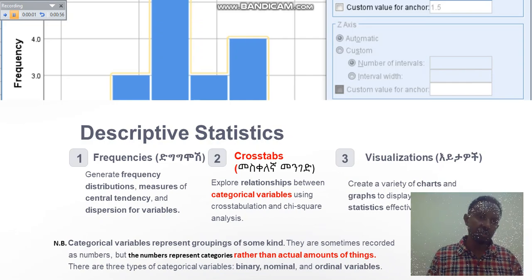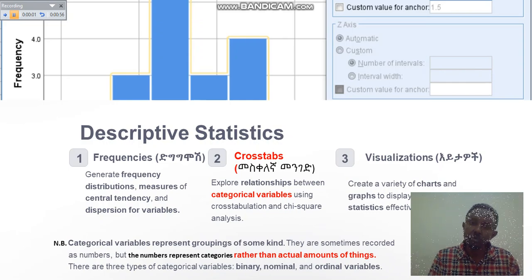In relation to frequency, we can also have the measures of central tendency and dispersion of variables. The mean and standard deviation should be addressed with SPSS.